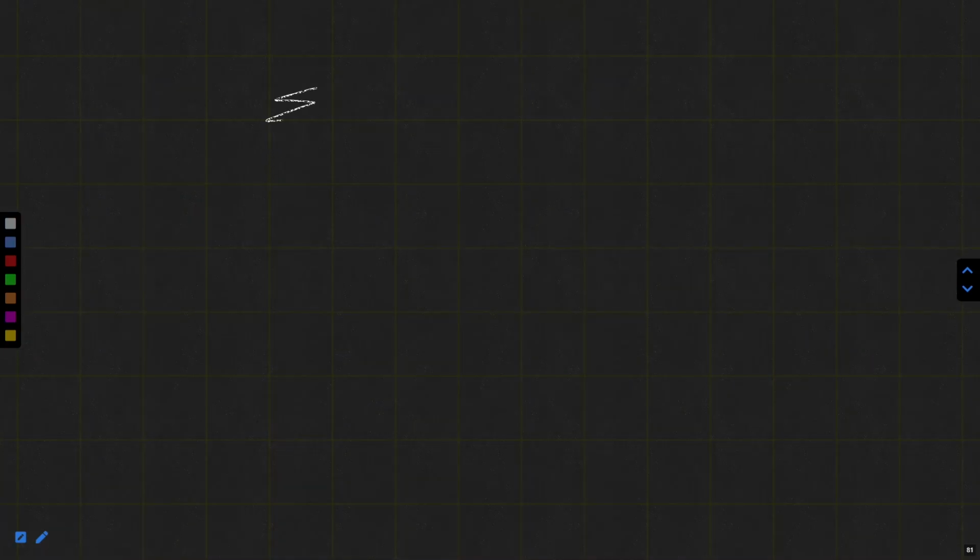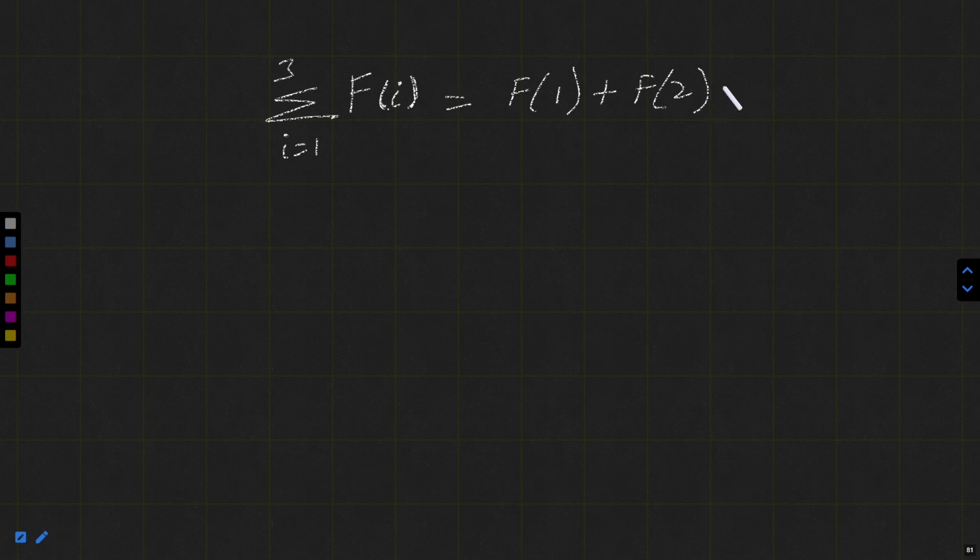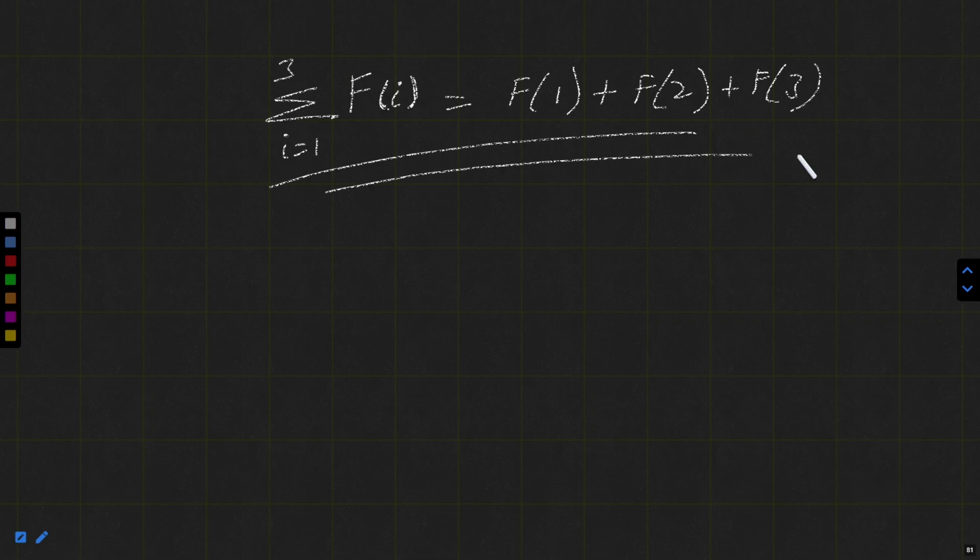Or for example, let's take another example. Say capital F, in brackets fi, and i is going 1, 2, 3. So this will be f1 plus f2 plus f3. I hope this is clear to you.